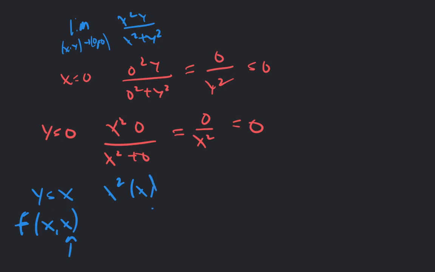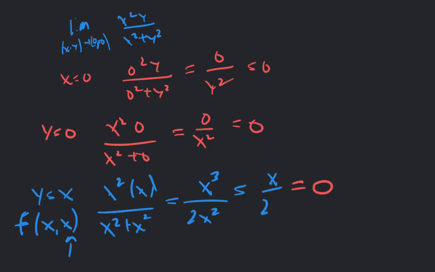X squared x over x squared plus x squared, which would be x cubed over 2x squared, which is just x over 2. But remember, x is going towards 0 because this is going to that point 0, 0. So this is also equal to 0. So because all three of these are giving the same value, 0, 0, 0, we can say that the limit does exist and the limit is equal to 0.